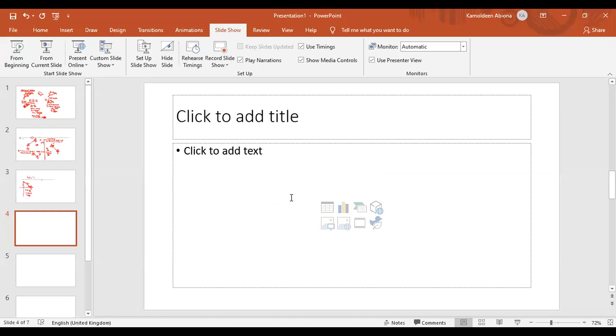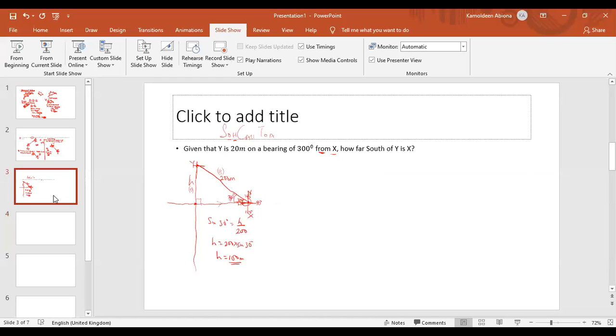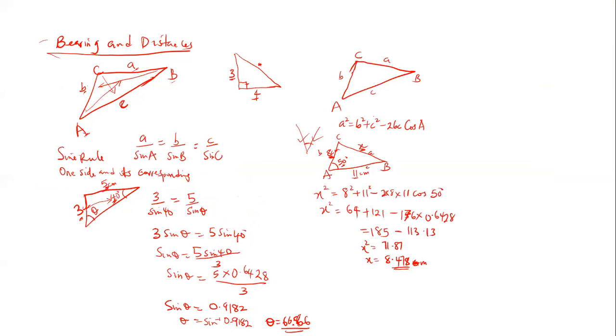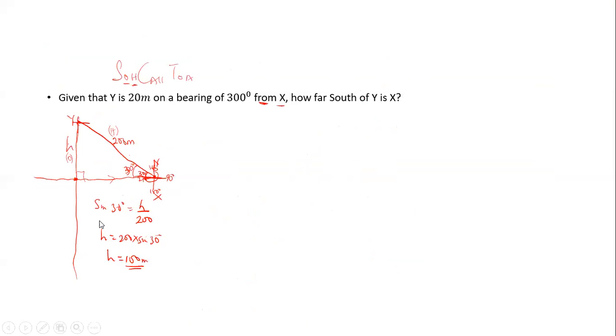Okay, is it 200 meters? Oh, sorry, you are right, it's 20. Thank you. Let me quickly correct that. So this place is 20 meters. So it will give us 10. That's 10 meters.